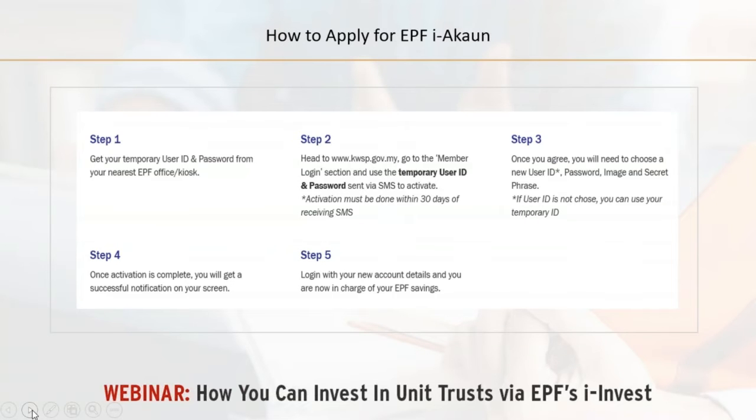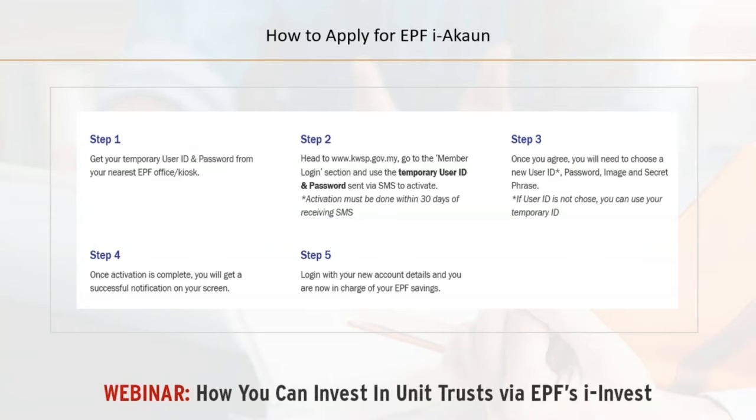EPF has announced that members can invest, switch or redeem their unit trust through their online transaction portal, i-Akaun. But before starting to use the online transaction, you should know how to apply for your own EPF account. This slide shows the steps to guide you on how to apply for your EPF account. The first, you may get your temporary ID and password from the nearest EPF office or kiosk machine.